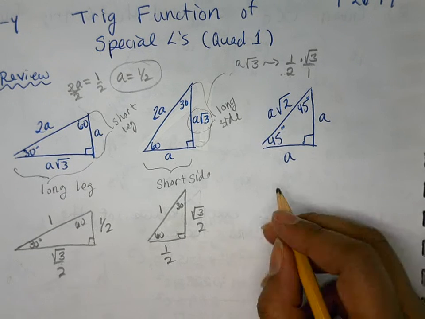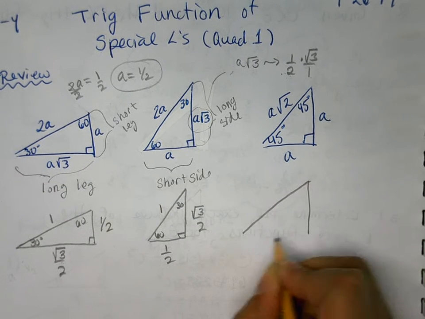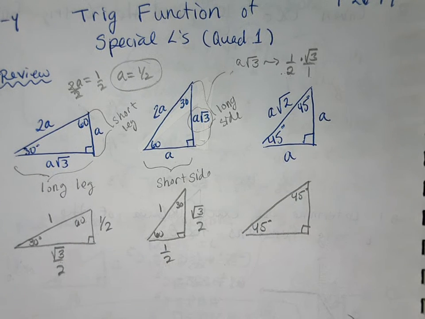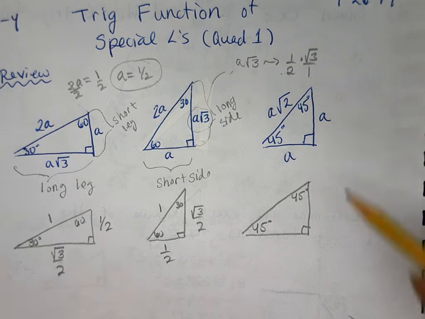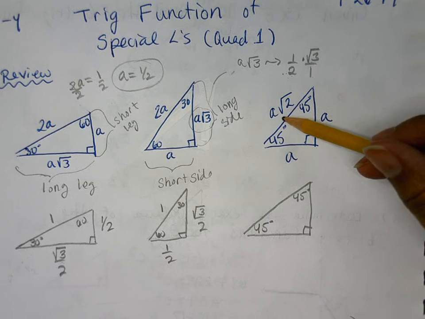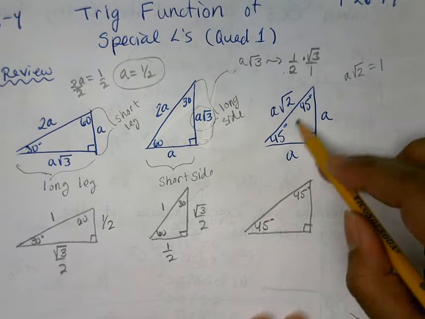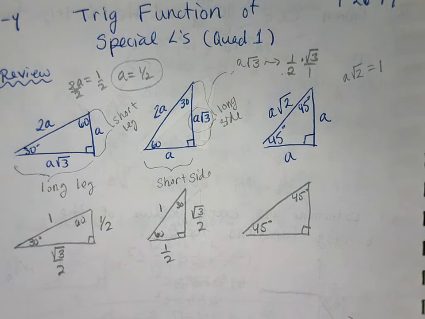Okay, 45, 45. Okay, so with this one, again, do it in your head or do it on the side. What does A need to be so that the hypotenuse will equal 1? What does A have to be in order for the hypotenuse to equal 1? What is it? Root 2 over 2. Did you guys use root 2 over 2 or 1 over root 2 last year? You guys did?